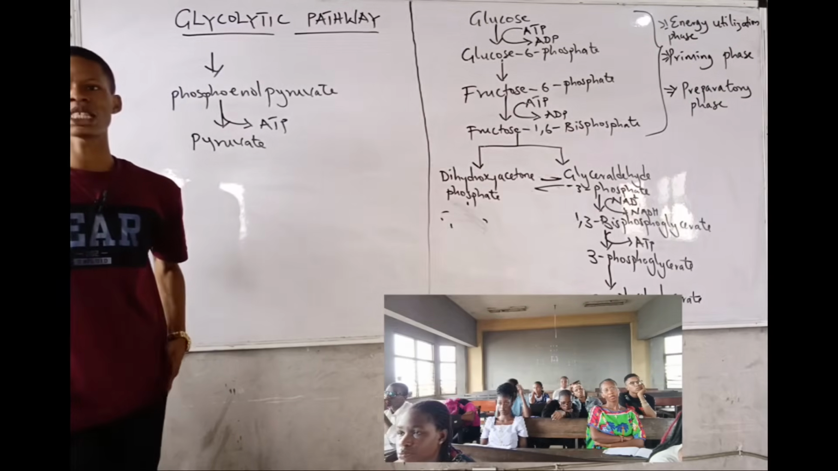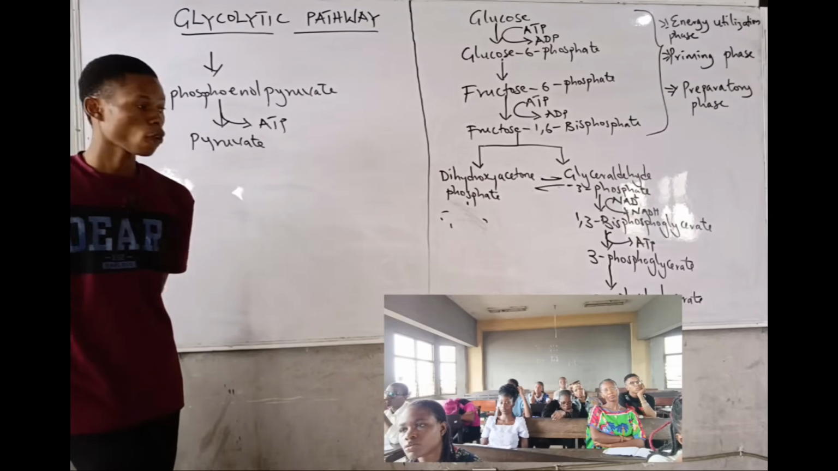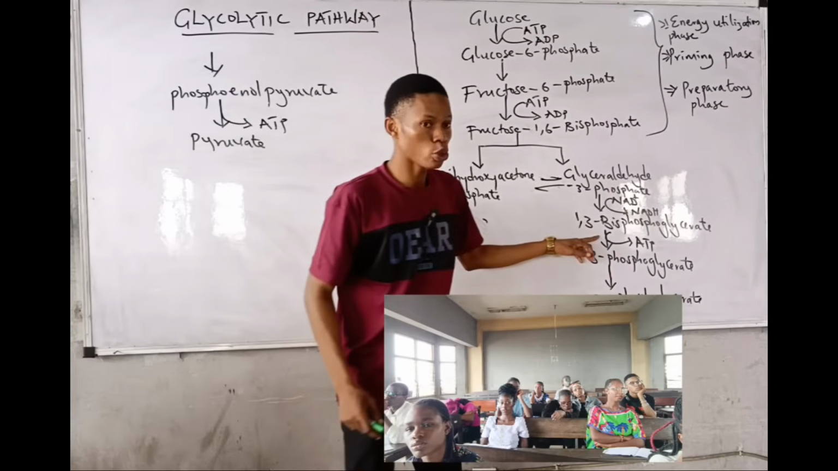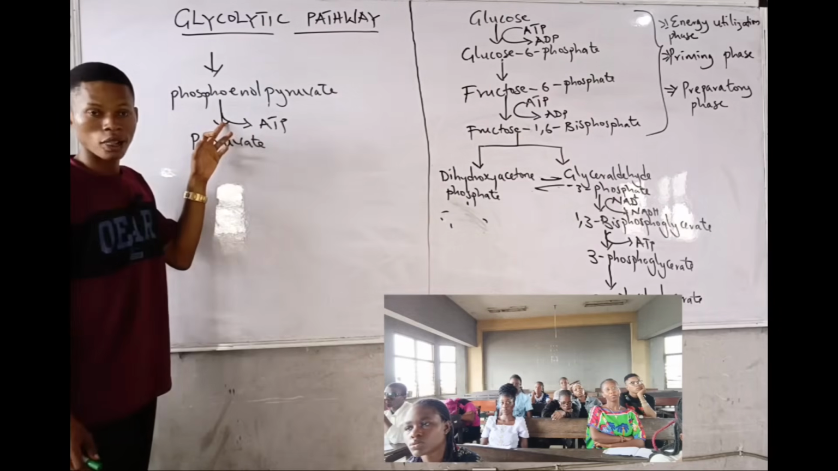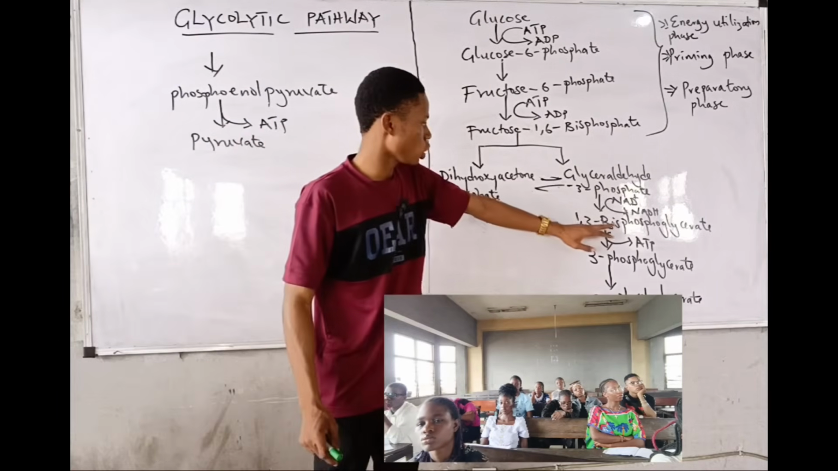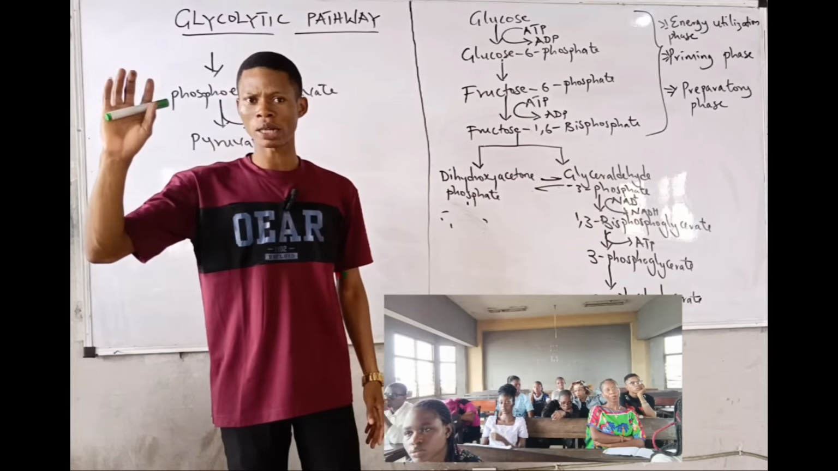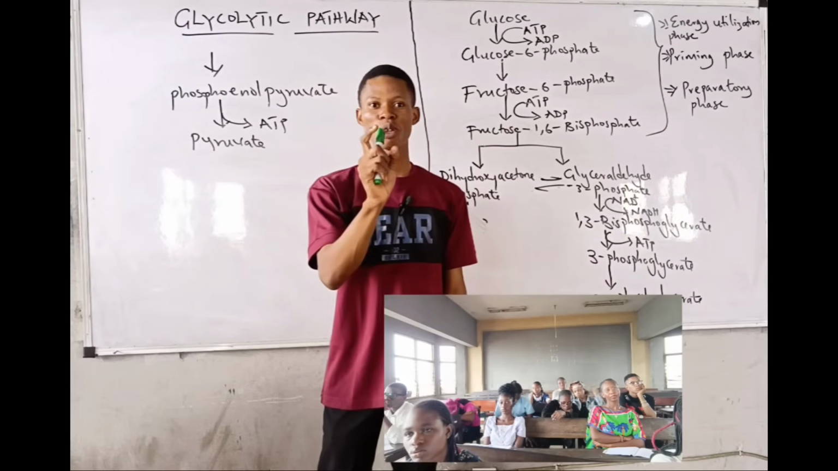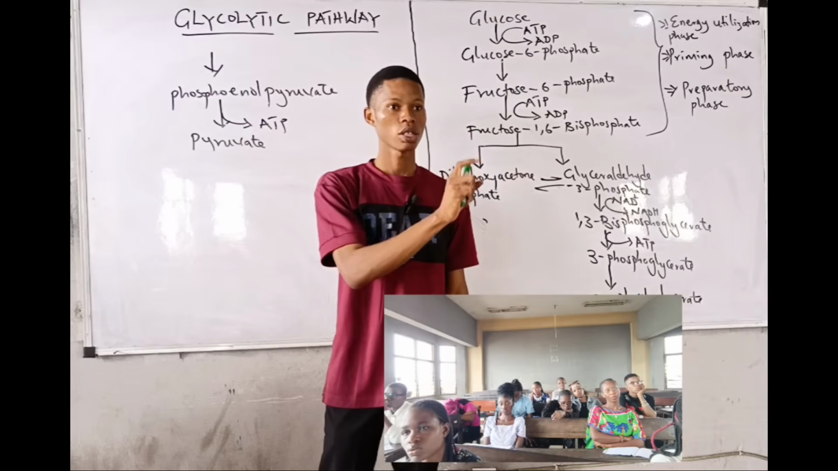How many ATPs did we produce in total from this pathway? 4, right? Good. How many did we produce here? 2. How many did we produce here? 2 again. Because from here, anything happening is from here 2, 2. So we produce 4 ATPs in total. But in the definition, I said we produce 2 molecules of ATP. Is that a mistake? It's not a mistake.